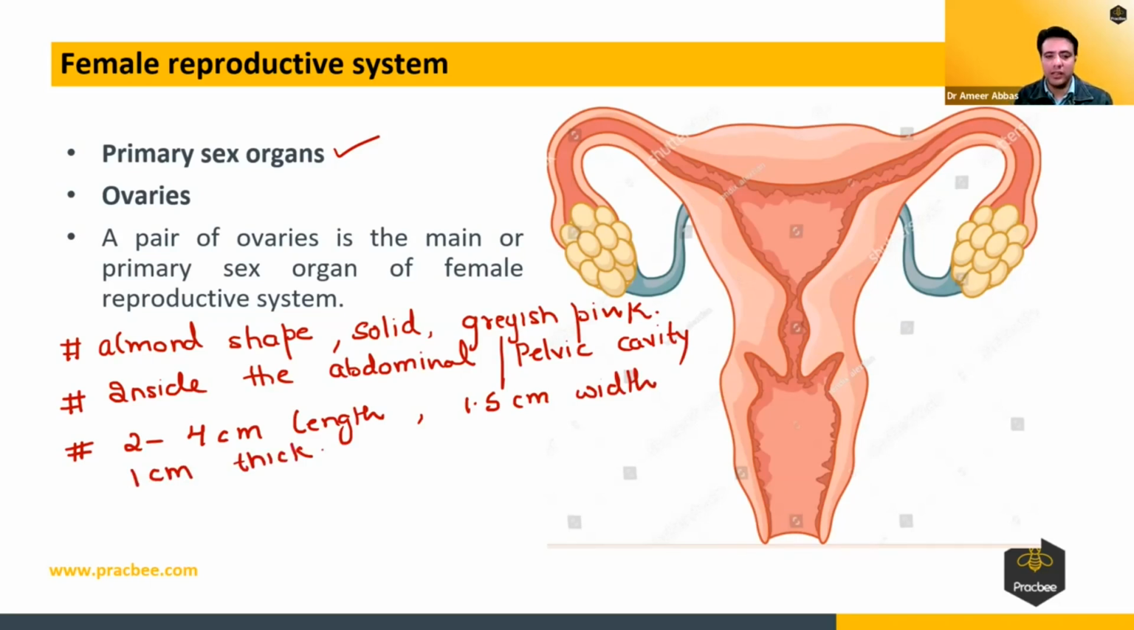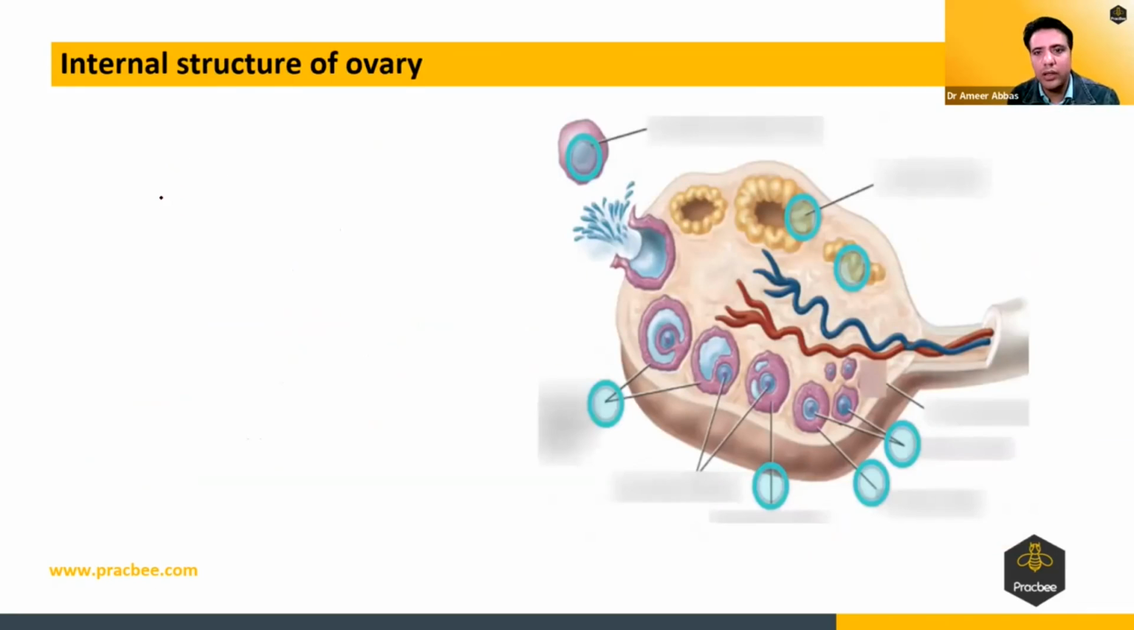This is the little detail about the ovary. You can see here they have drawn it. This is what? An ovary. A pair of ovaries are found in a human female. So what if you dissect the ovary, what will you see?